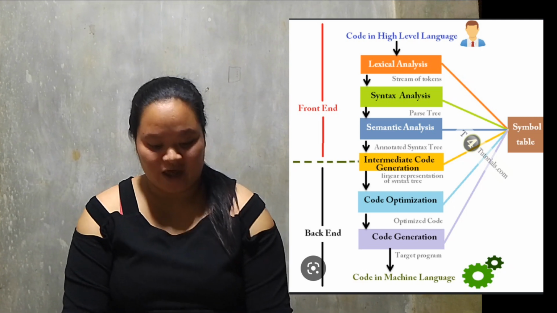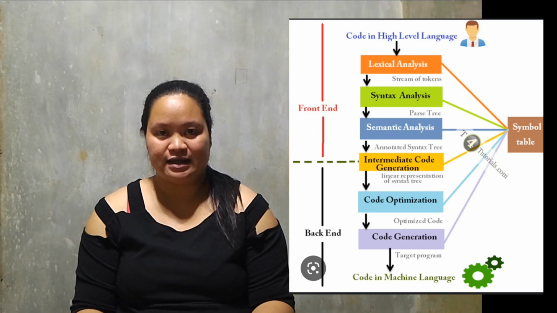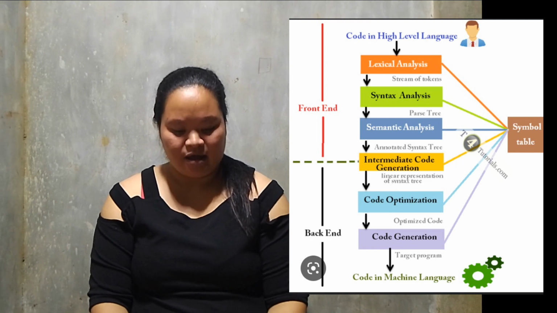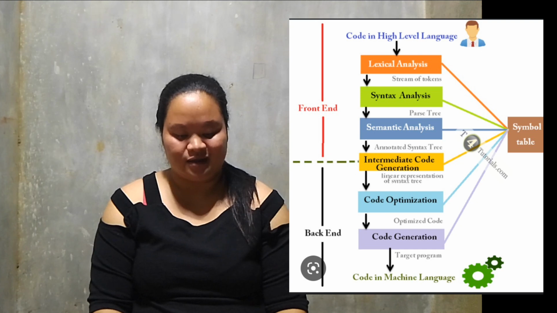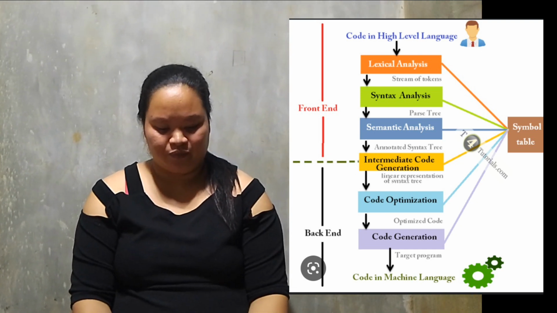The first one is the lexical analysis. The second, the syntactic analysis or parsing. The third one is the semantic analysis. The fourth one is the intermediate code generation. The fifth one is the code optimization. And the last one is the code generation.